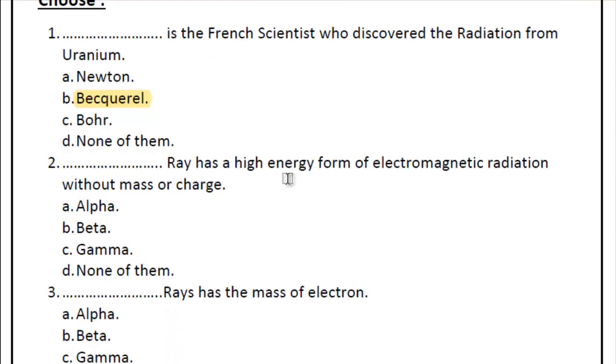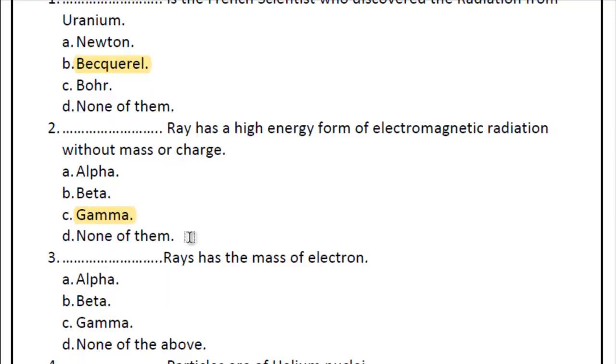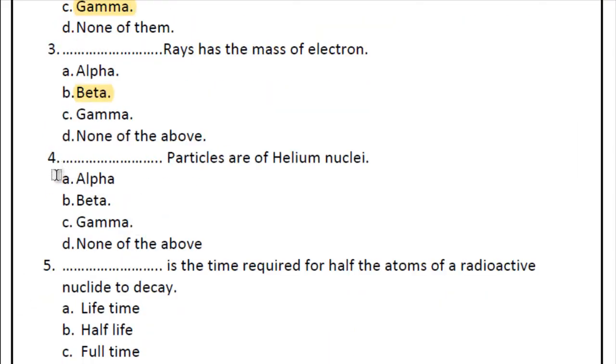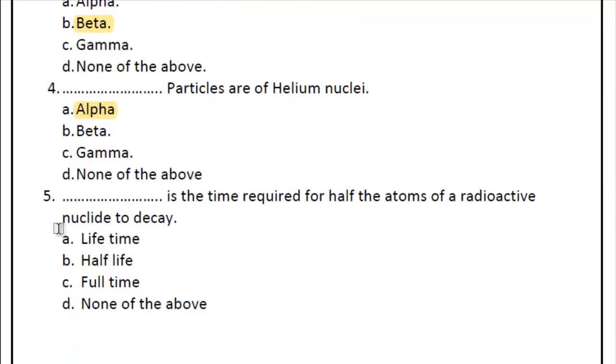Rays that are a high energy form of electromagnetic radiation without mass or charge will be gamma rays. Rays that have the mass of 1 electron will be beta. Number 4, particles that are 1 helium nuclei will be alpha. Number 5 is the time required for half the atoms of a radioactive nuclide to decay, called half-life.